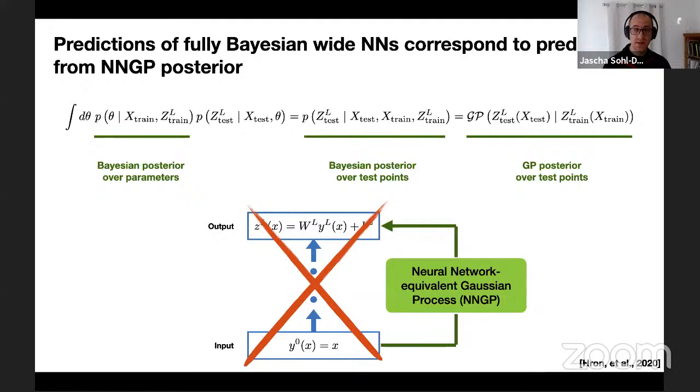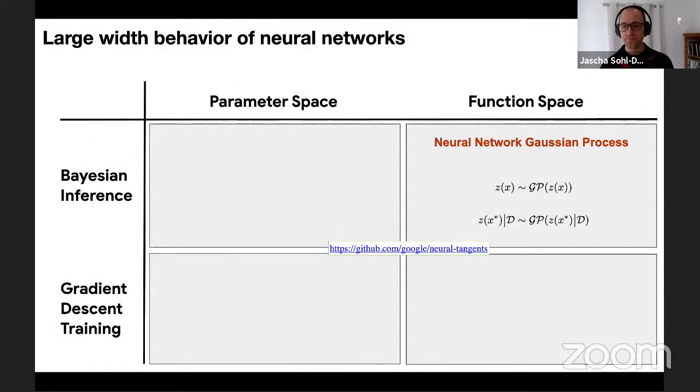I just want to call out the paper in the lower right, where George derives this correspondence of the function space posterior and the parameter space posterior much more formally in the reference shown there. We will also, in a few slides, show some empirical experiments using this correspondence. But before we do that, let's zoom back out to the high-level picture for a moment.